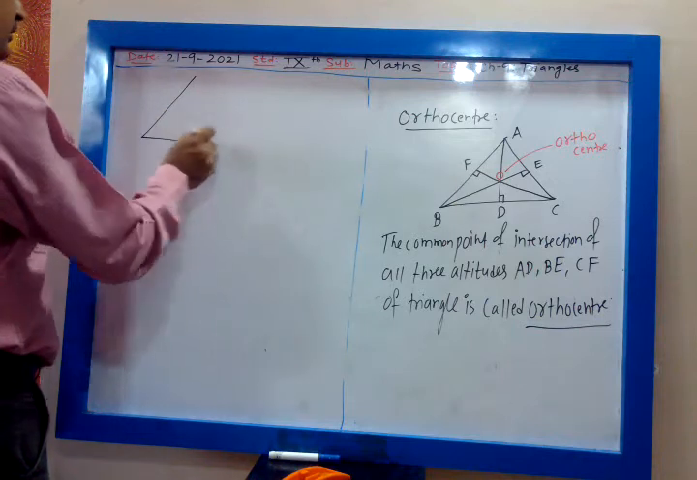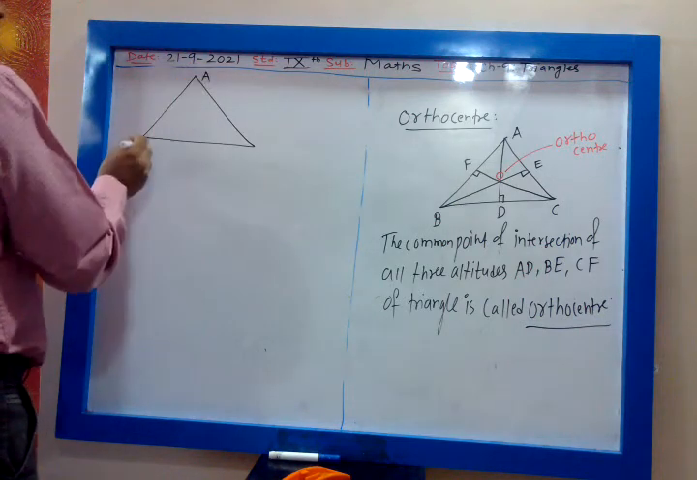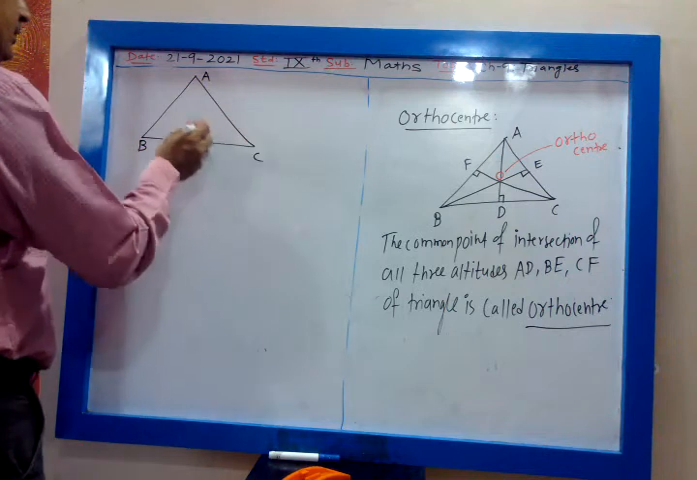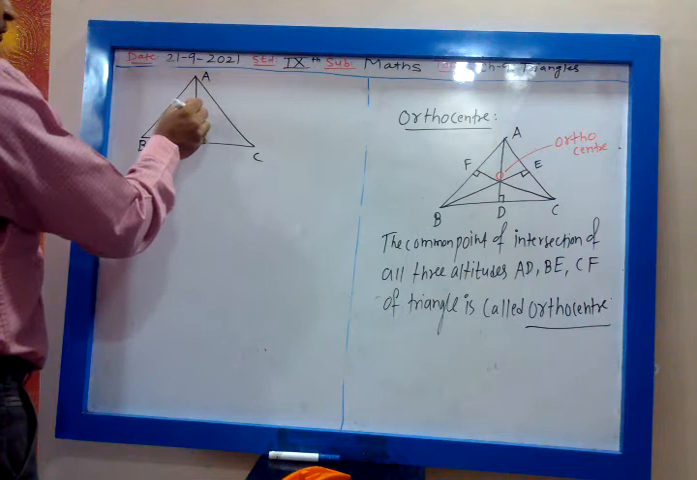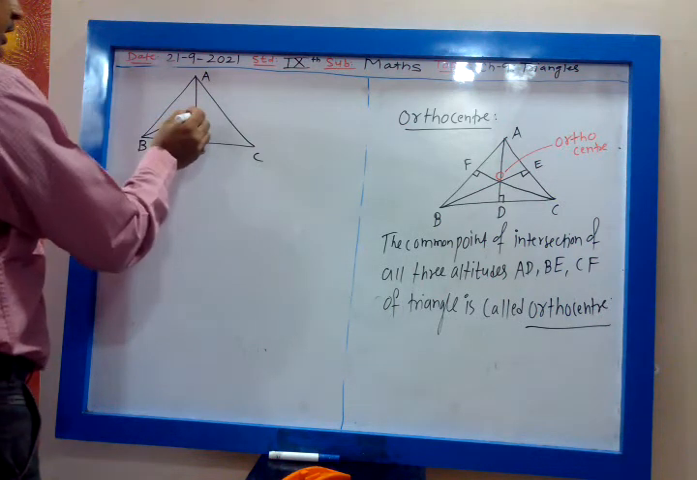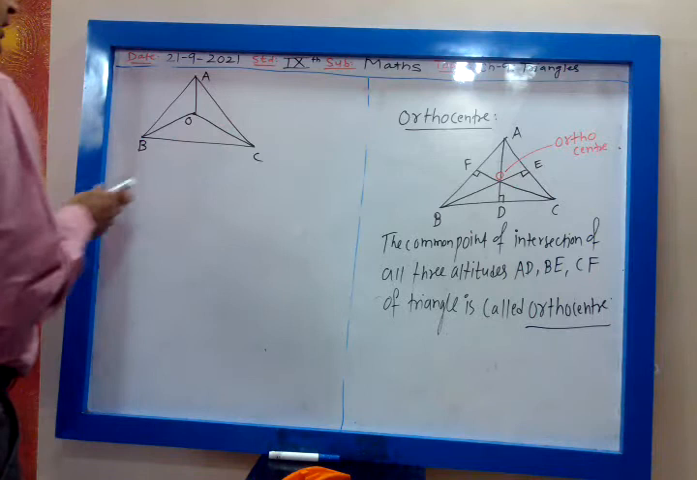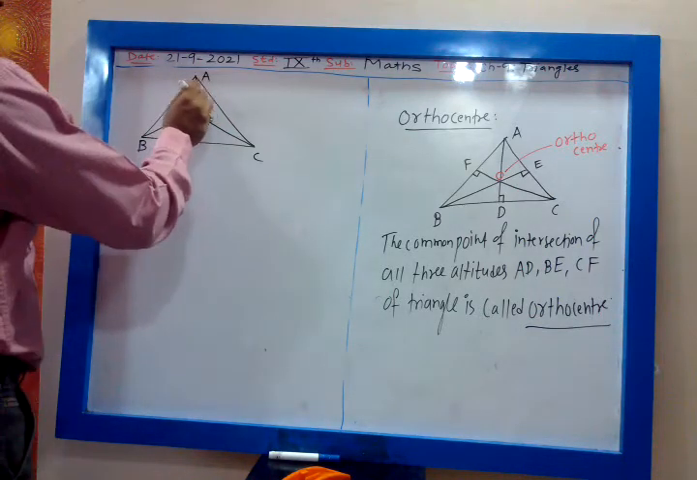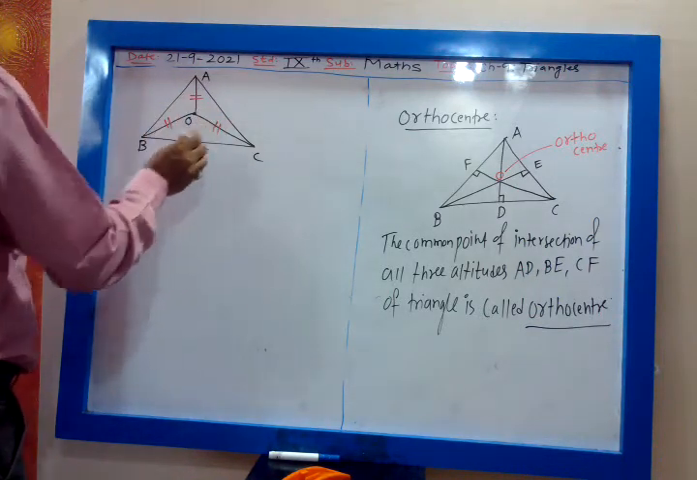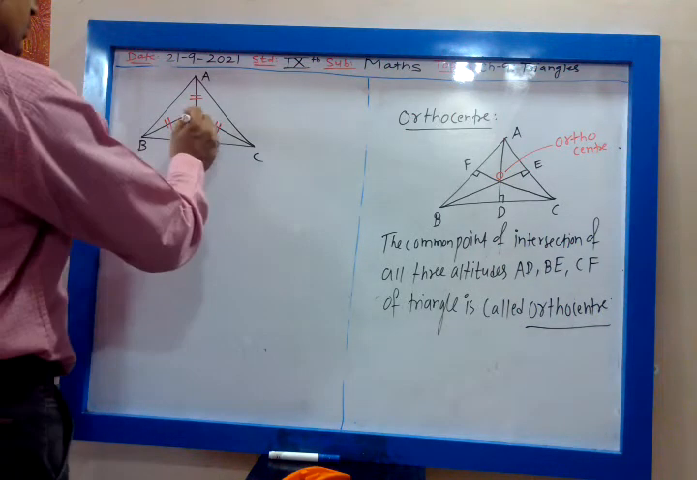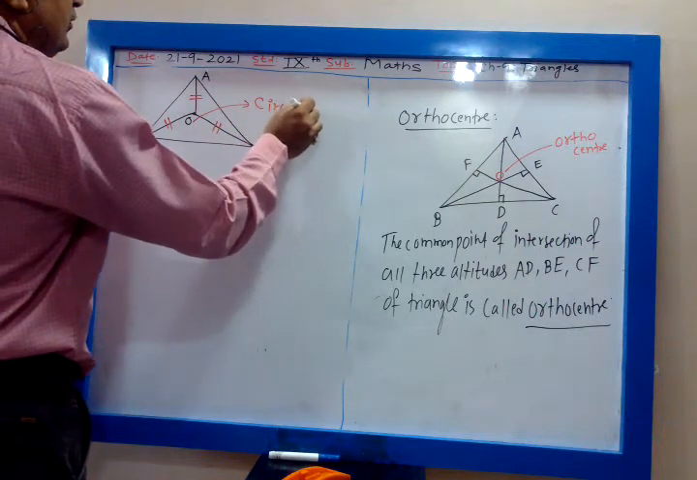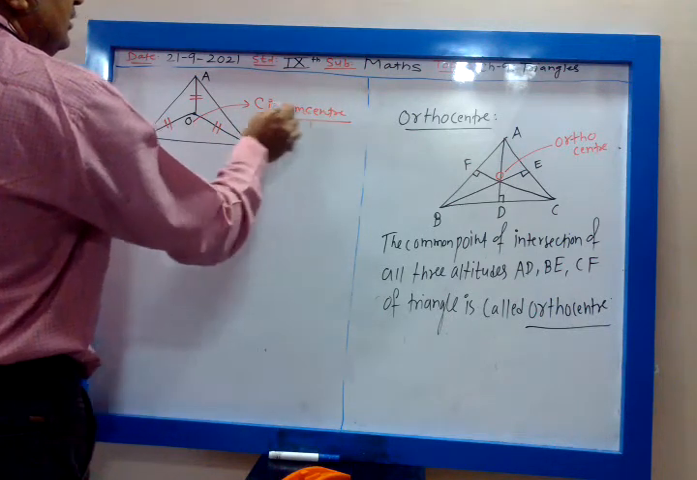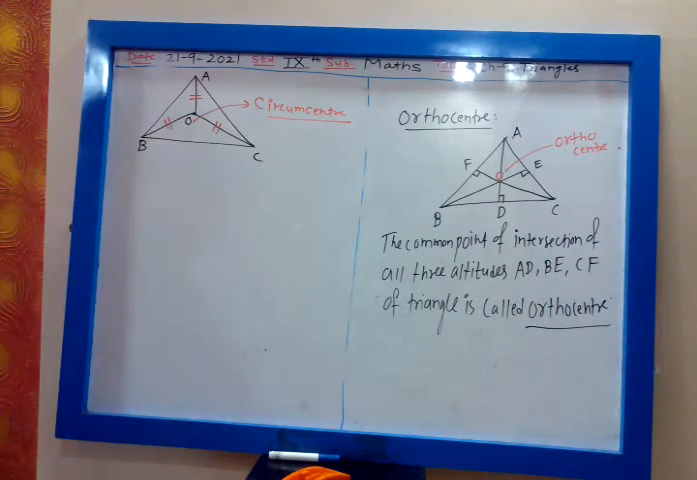Triangle ABC. There is a point O from which all the three vertices OA, OB and OC are at equal distance. OA is equal to OB is equal to OC. So what will be my O? Tell me. Circumcenter. The point within the triangle from which all three vertices are at equal distance.